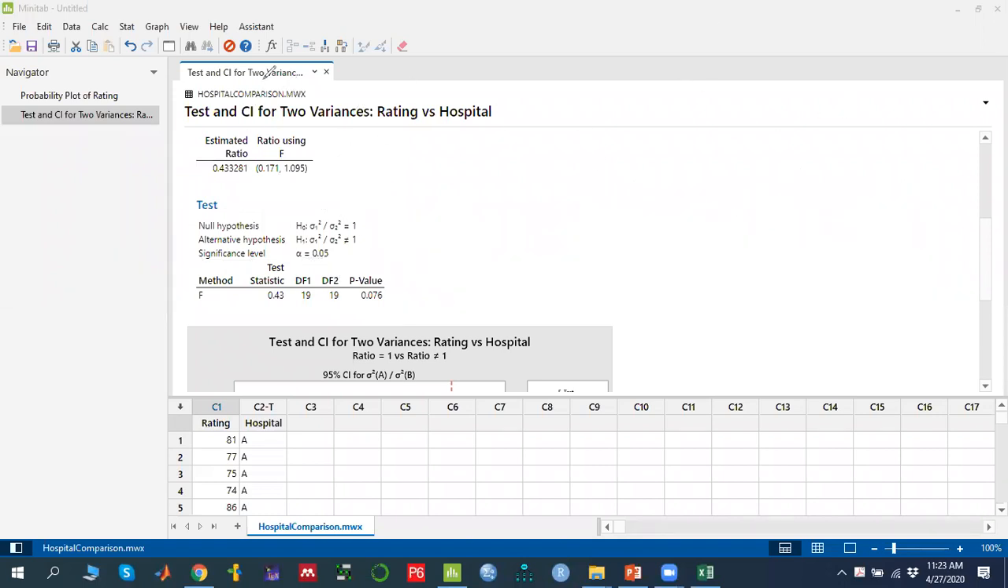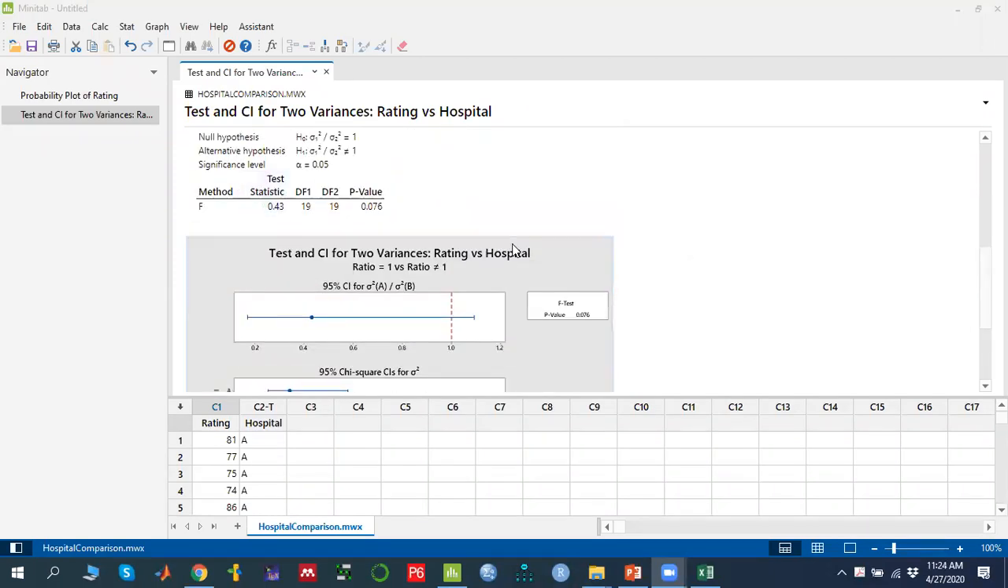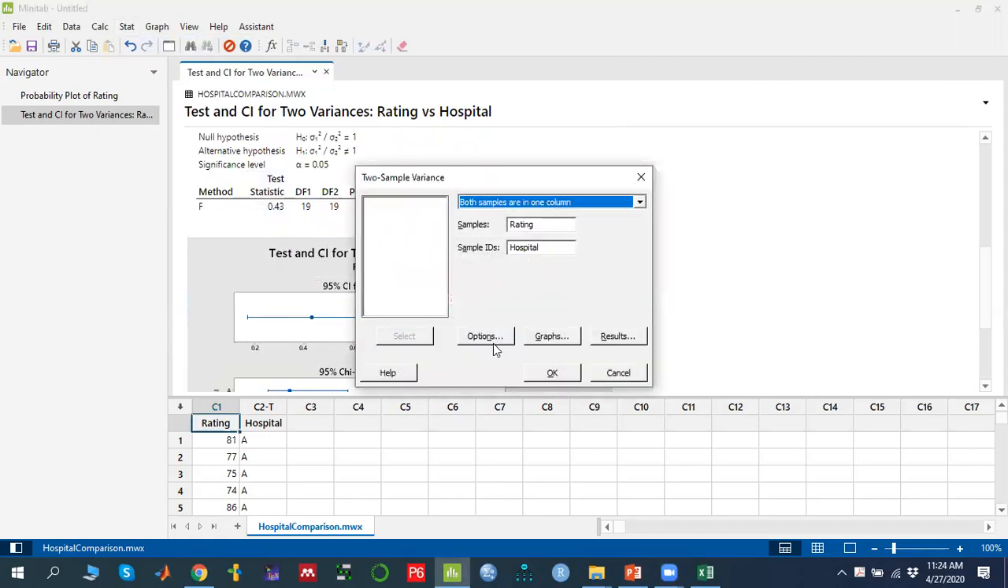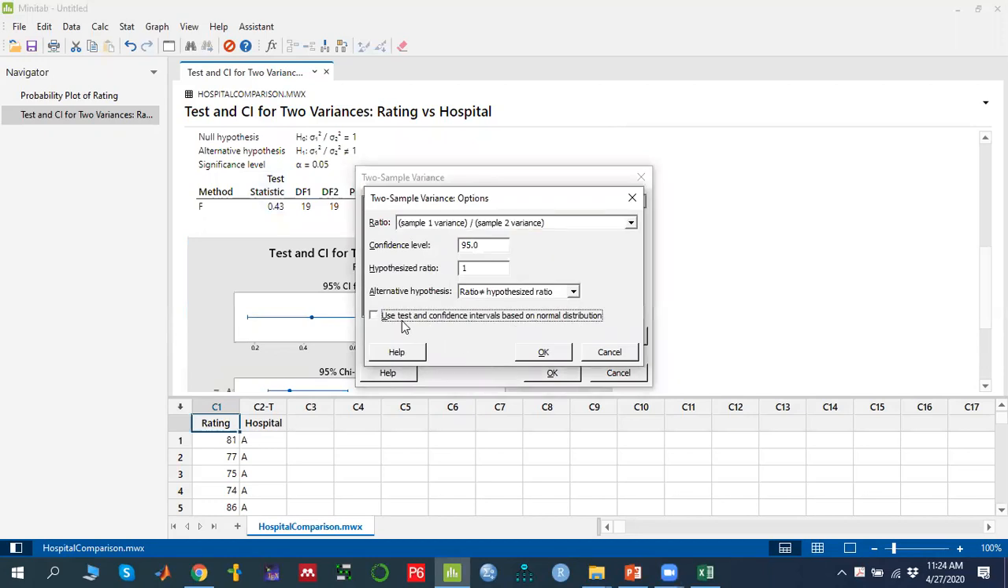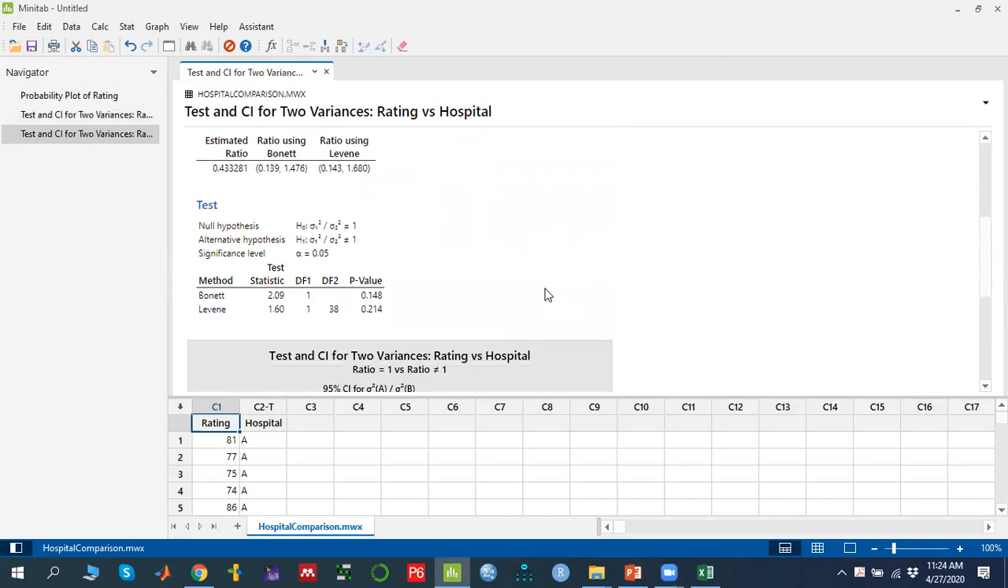Okay, so let me apply it just by assuming the data is not normally distributed. Right now we applied the data as normally distributed. That's why they have given us the F test answer. So let me apply again the ratio of the two variances, but right now I'm assuming the data is not normal. Although it's normal, just to check whether the results are different or not. So press OK, press OK. Instead of the F test results, right now they have given us the Levene's test. So you will use the Levene's test.